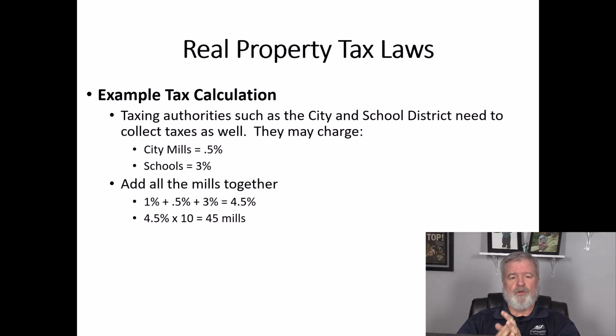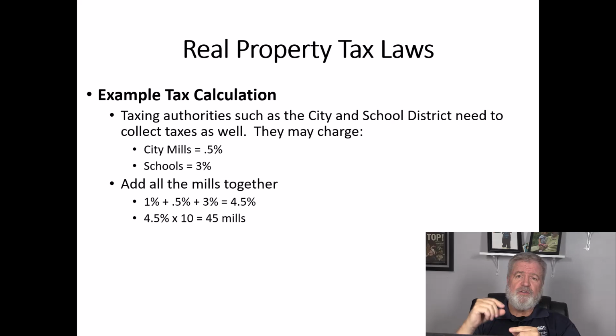So in this example, the city has determined they need to assess all property owners a half of 1% of their property value. That would create enough to run the city. But then they've also determined in this example, it's going to take 3% of your property value from each property to run the schools. Okay? So now you got to add all this together. And again, we just looked at 2 of these taxing authorities in this example. There could be a dozen or more. It could be a lot of them.